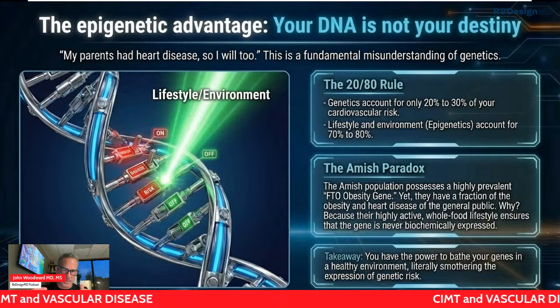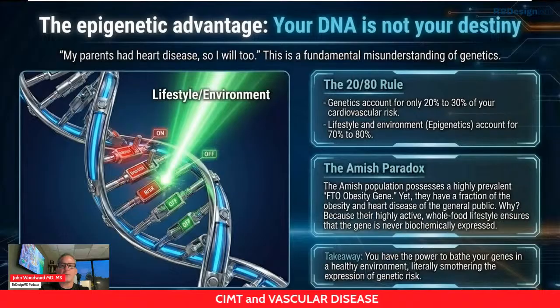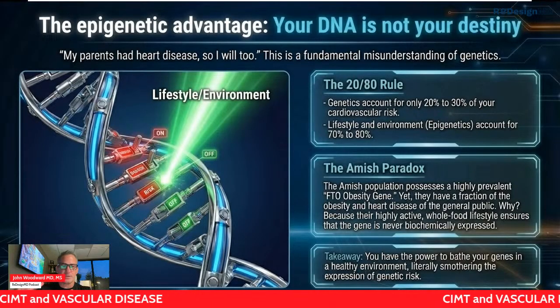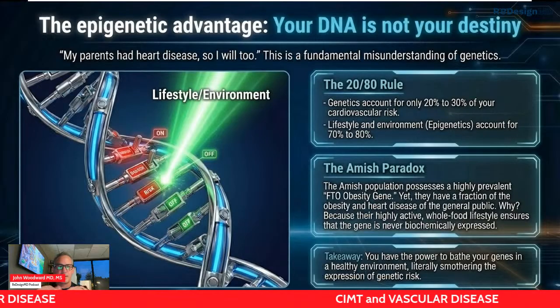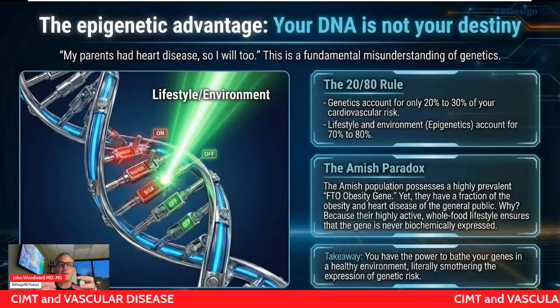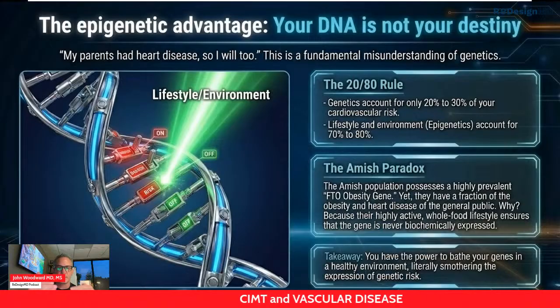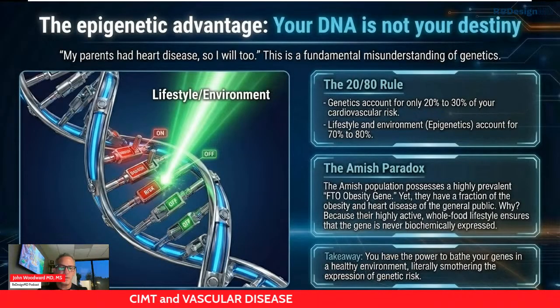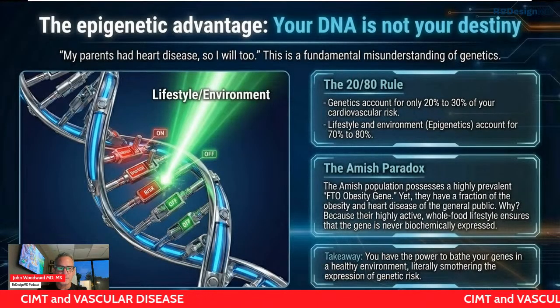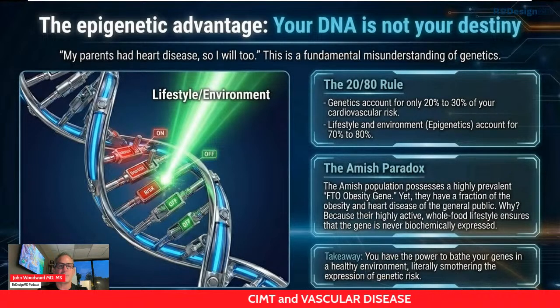The Amish paradox is they have the FTO obesity gene, but many of them are not obese because they overtrump their genetics with the right lifestyle. So they bathe those genes in a lifestyle that suppresses the gene expression. So just because you have the gene doesn't mean it has to be expressed. That's the difference. When we bathe the gene in the right cocktail, we can suppress its ability to express itself and therefore lower our risk, even with bad genes.